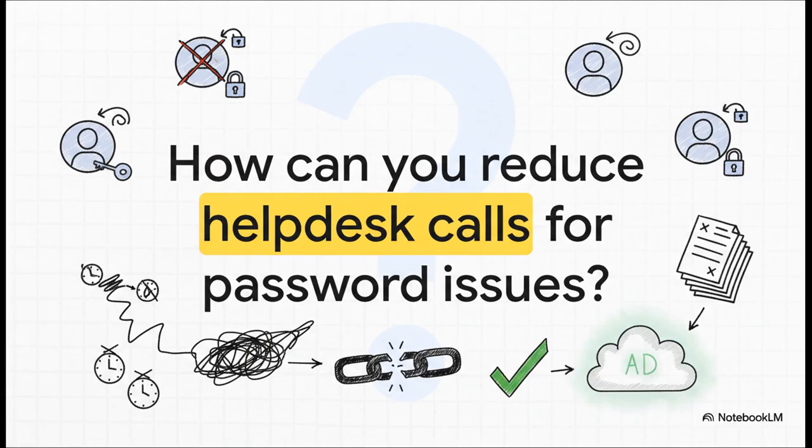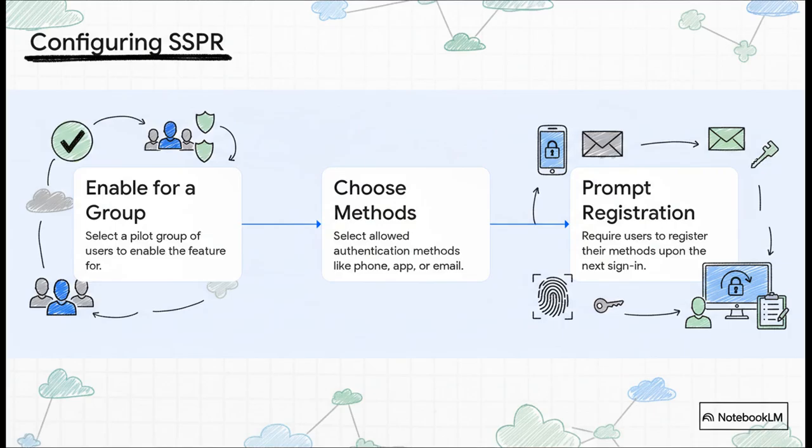So how do we fix this? Well, the answer is a beautiful thing called Self-Service Password Reset, or SSPR. And setting it up is basically a simple 3-step process. The best practice is to enable it for a small selected group of users first to test it out. Then you decide which ways they can prove their identity. And finally, you make them register that info the next time they sign in.